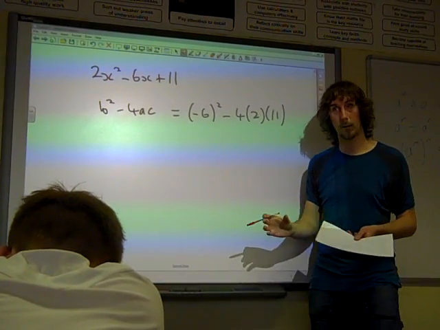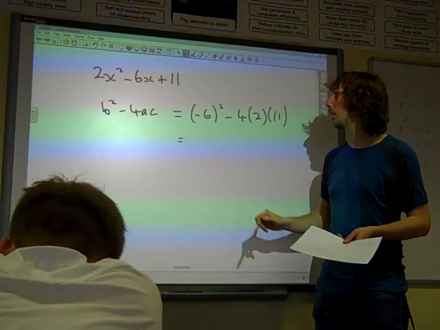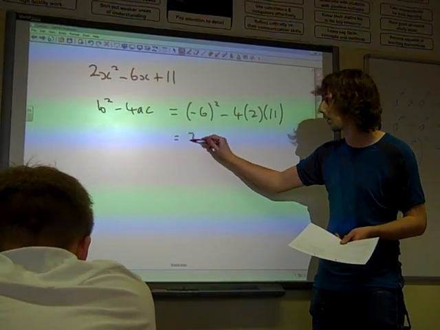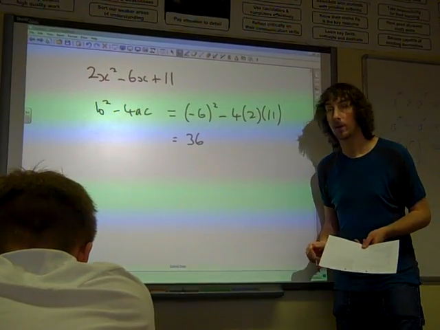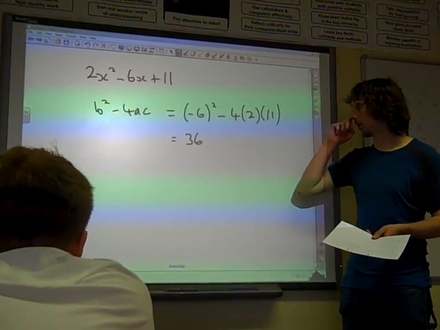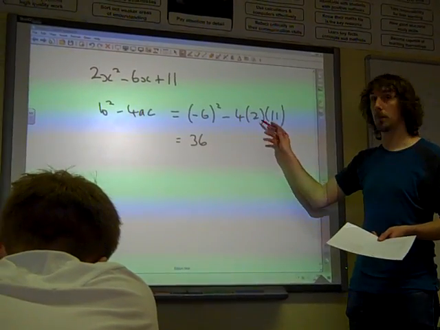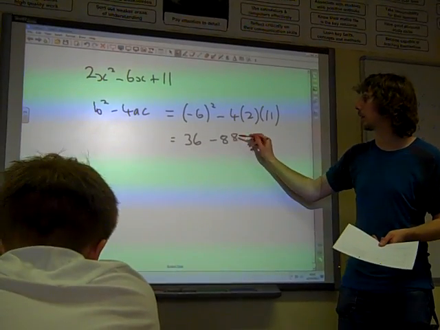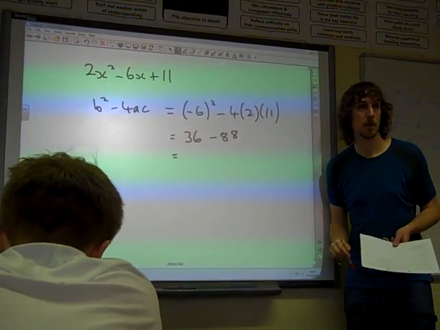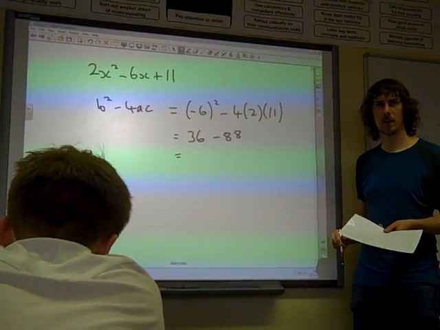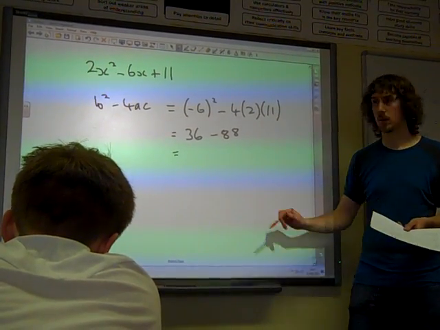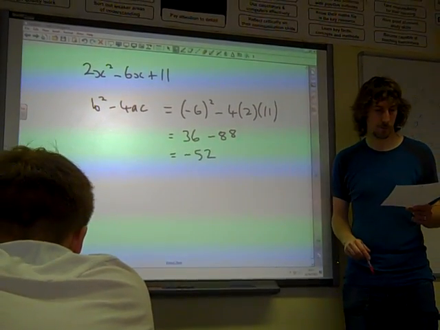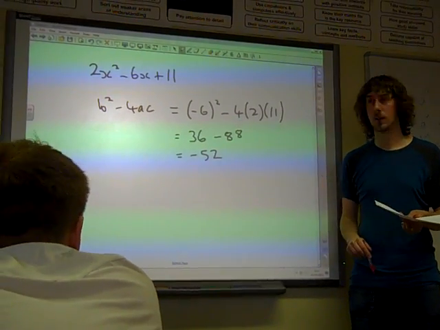We're just going to be really careful that we don't make any arithmetic slips in doing this. Minus 6 when we square it is 36. We're then subtracting, what are we subtracting? 4 times 2, so 8 times 11, 88. And so we're ending up with, what is that, minus 52? Okay, that was another 2 marks.